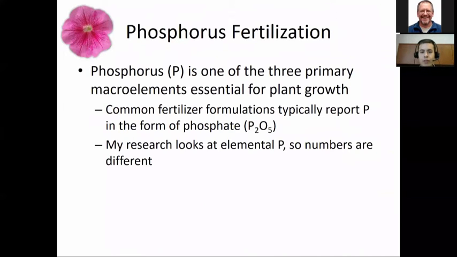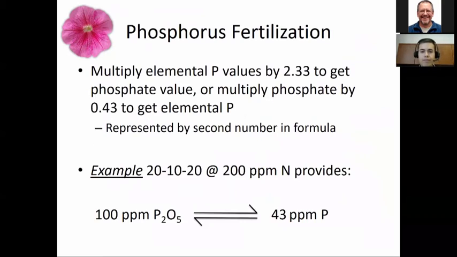Phosphorus, which is denoted by the capital letter P, is one of the three primary macro elements essential for plant growth. Common fertilizer formulations typically report phosphorus in the form of phosphate, P2O5, but my research looks at elemental phosphorus, so the numbers are a little bit different. And I just wanted to explain that from the start.